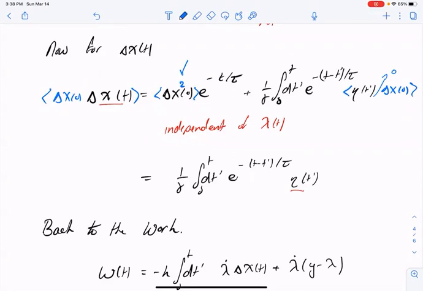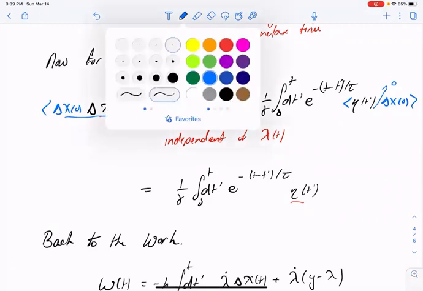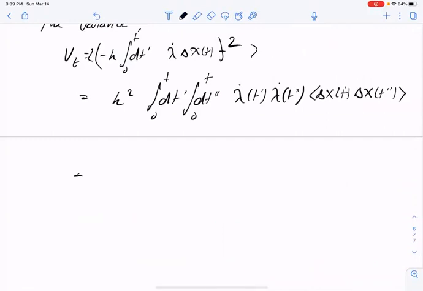Delta x squared and averaged is just the equilibrium value of the position, or the displacement of the oscillator about its minima. From equipartition, we just know what that's going to be. It's going to be kBT over k. And so we have a correlation function for delta x with a prefactor kBT over k and a decaying exponential. So we can pop that in down here. kBT will come out. k will cancel one of those ks.